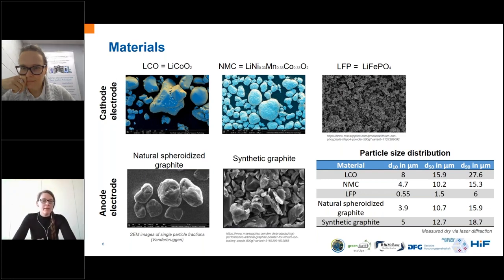So the LFP is much, much finer than the LCO and the NMC, whereas for the graphite, they're mostly in the same size range, but the shape is very different. And also for the NMC, you can see it's much rougher than the LCO.